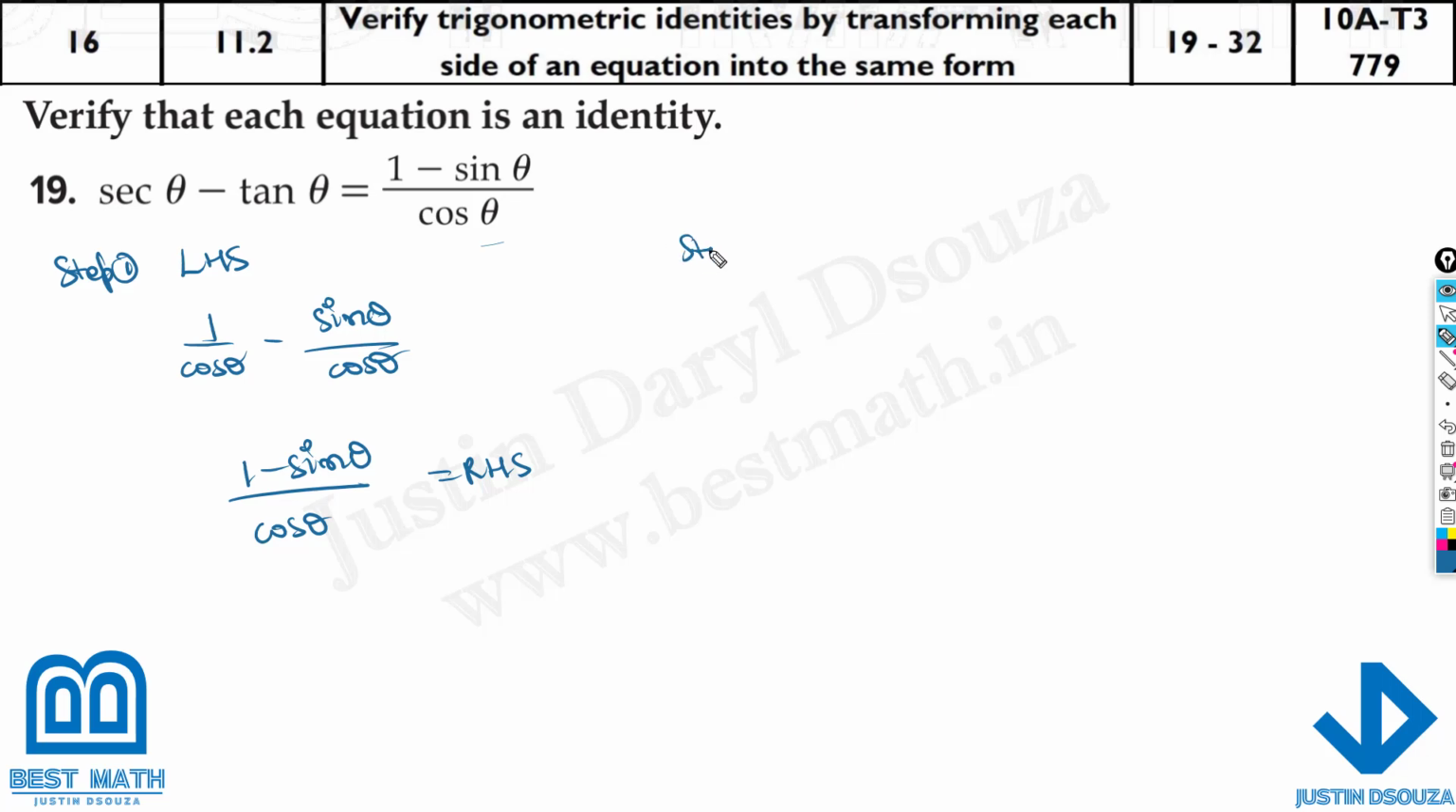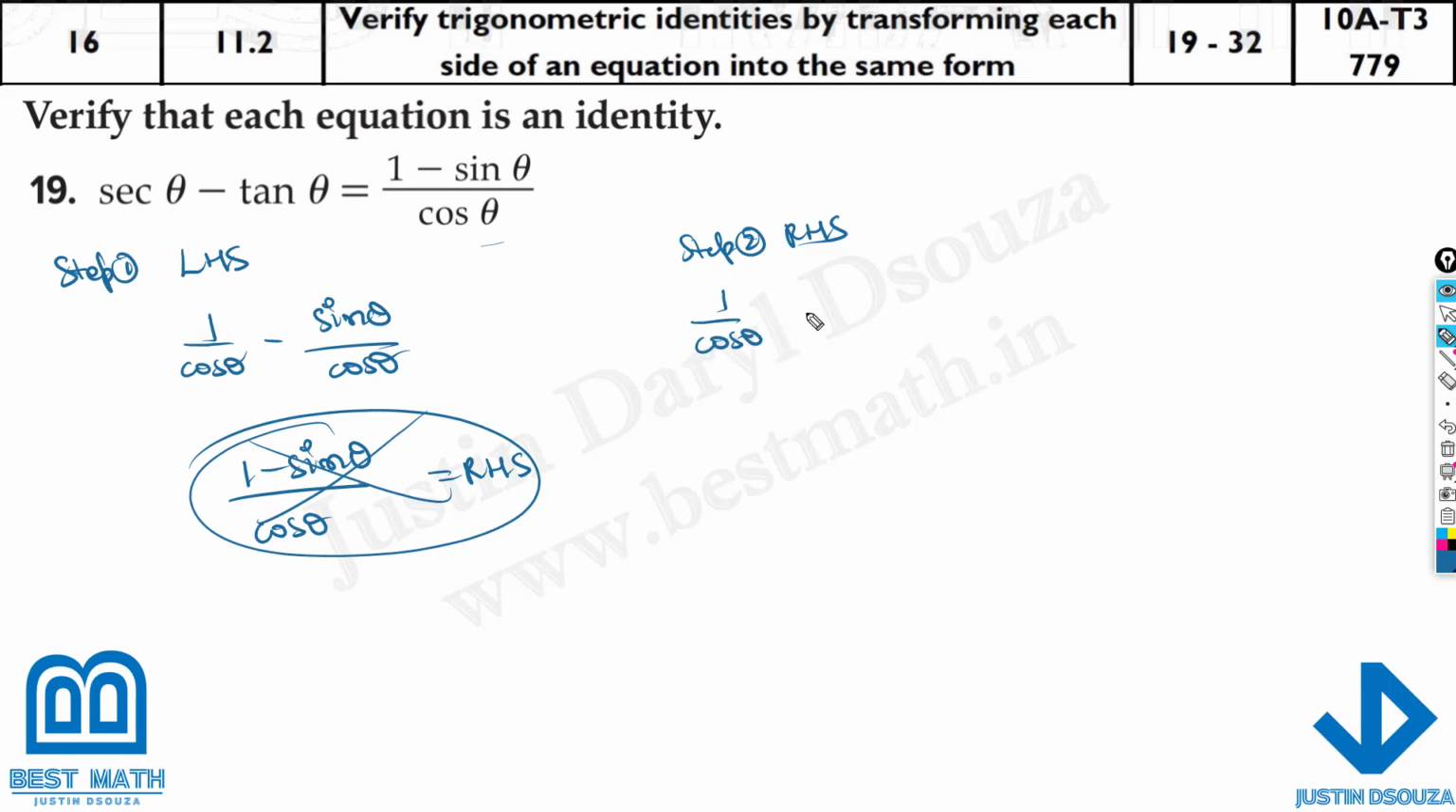Step 2, RHS. Say you got confused with this step. You don't want to do this step. Fine. Split this cosine to both the terms: 1 by cosine theta minus sine theta by cosine theta. Now LHS is equal to RHS. Step 3 would be to compare both the sides. Okay, step 3 is compare LHS and RHS. Hence, it is an identity. That's it.